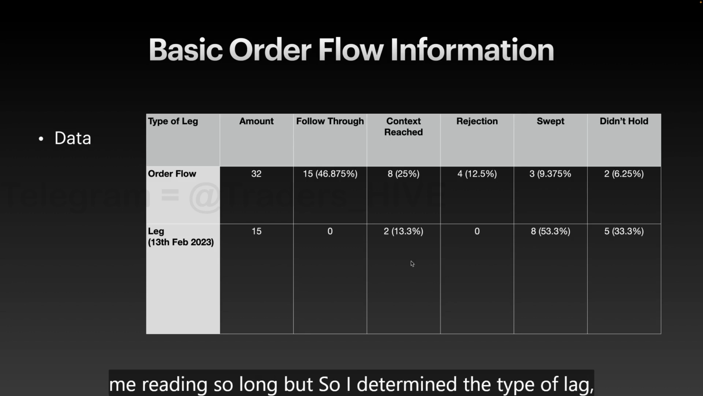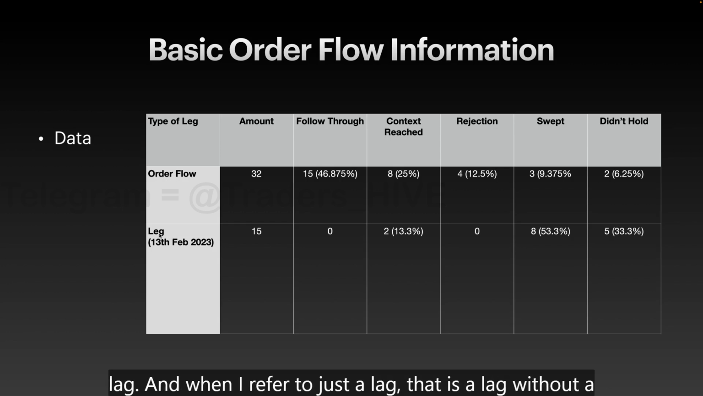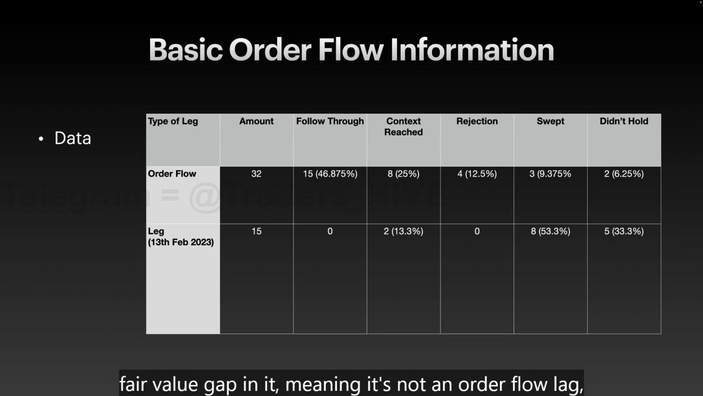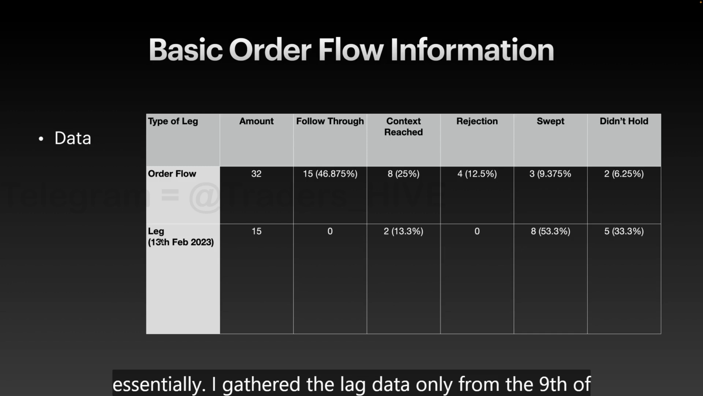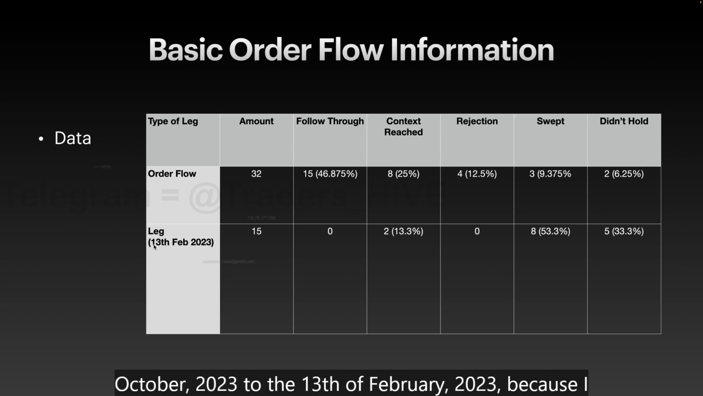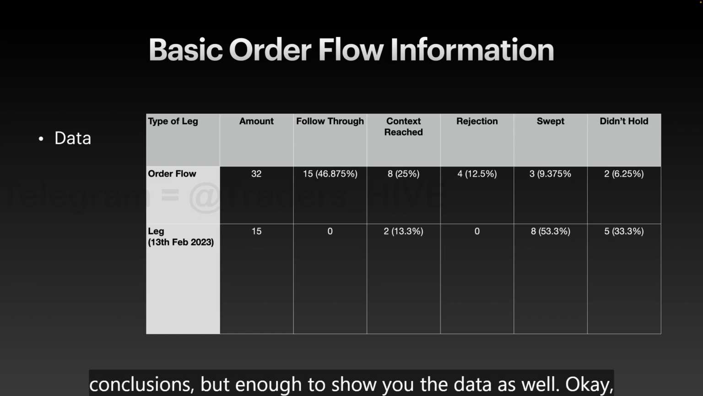So I determined the type of leg, first of all, an order flow leg right there, and then also a leg, and when I refer to just a leg, that is a leg without a fair value gap in it, meaning it's not an order flow leg, essentially. I gathered the leg data only from the 9th of October 2023 to the 13th of February 2023, because I already got to quite some, well, not necessarily decisive conclusions, but enough to show you the data as well.